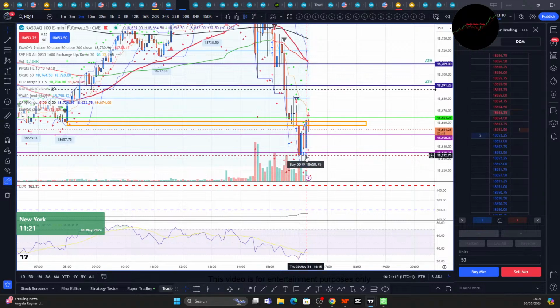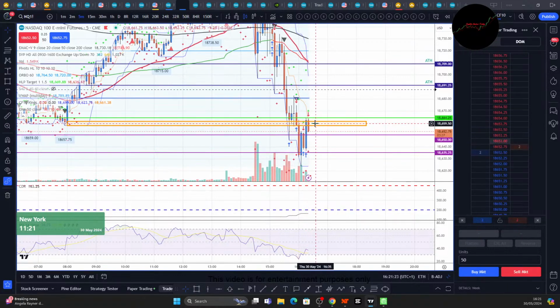What's the size of this candle? 22 points. Okay. Right, let's see. So we've come into the previous lows, pre-market lows. Pulling back a little bit. About 62. If we get bought back up.